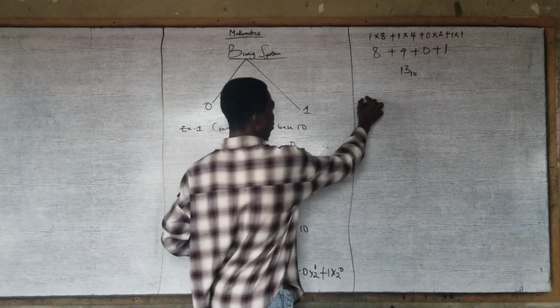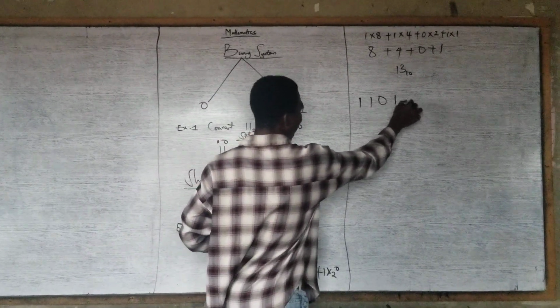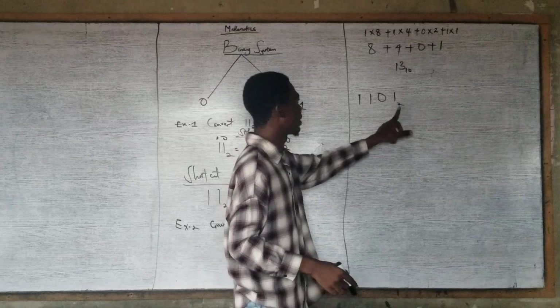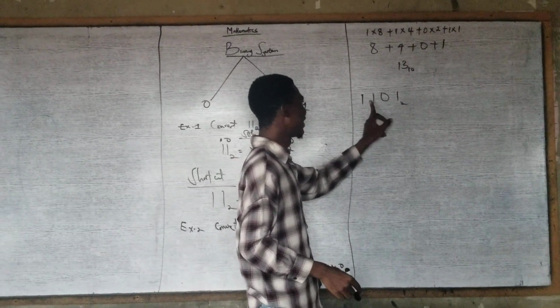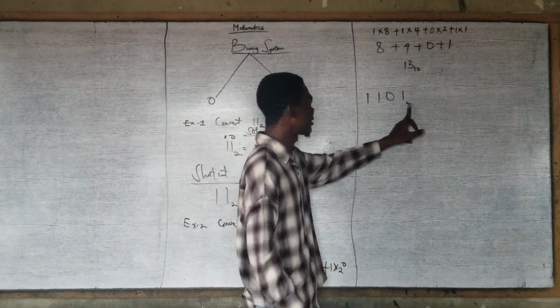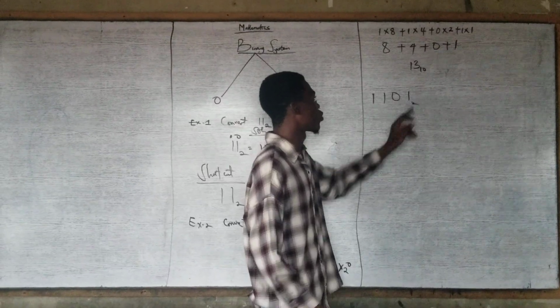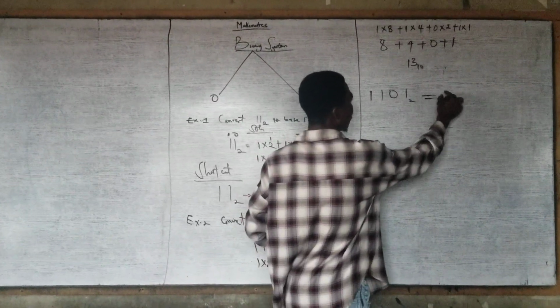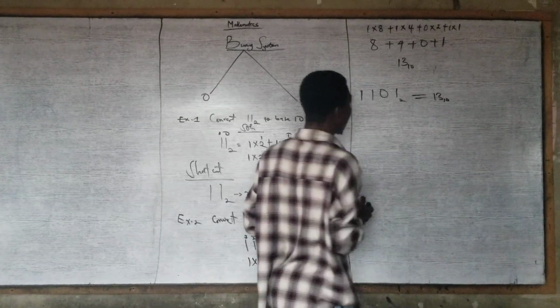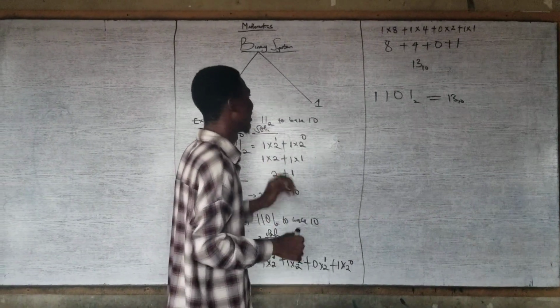Now, I will do the shortcut again for the last time. 1 multiplied by 2, that's 2. 2 plus 1 is 3. 3 multiplied by 2, that's 6. 6 plus 0 is 6. 6 multiplied by 2 is 12. And 12 plus 1 is 13 base 10. So that's that concerning this.